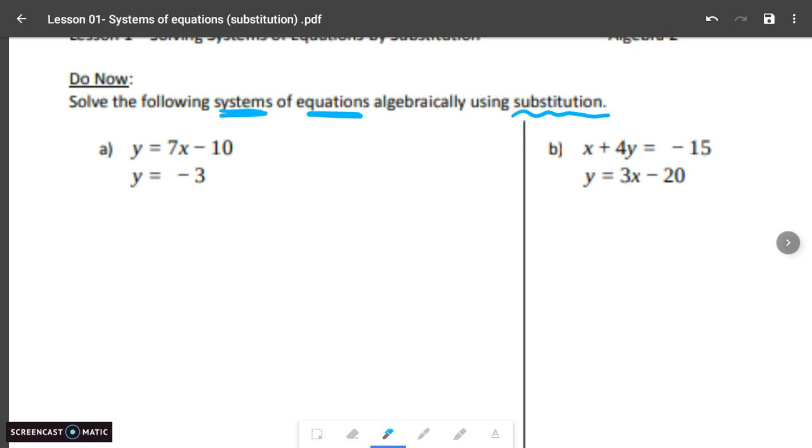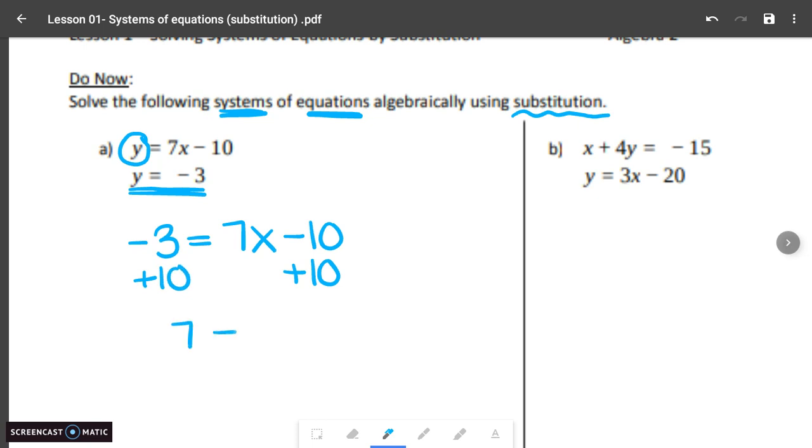So if we look at my two systems in part A here, we have y equals 7x minus 10, and we have y equals negative 3. So if we already know what y is equal to, I'm just going to go ahead and plug that number in for y. So we get negative 3 equals 7x subtract 10. And now we're ready to solve for x. Get 7 equal to 7x, and x is equal to 1.